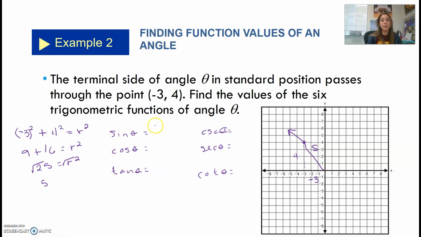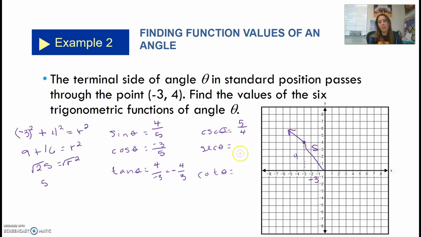Okay, so we said that sine was y over r. Well, my y value is 4. My r value is 5. We said that cosecant is going to be the reciprocal, so we have 5 over 4. Cosine we said is x over r, so we have negative 3 over 5. And then tangent is y over x, so we have 4 over negative 3. But remember, we don't want a negative in the denominator, and a positive divided by a negative is a negative, so I'm just going to do negative 4 over 3.